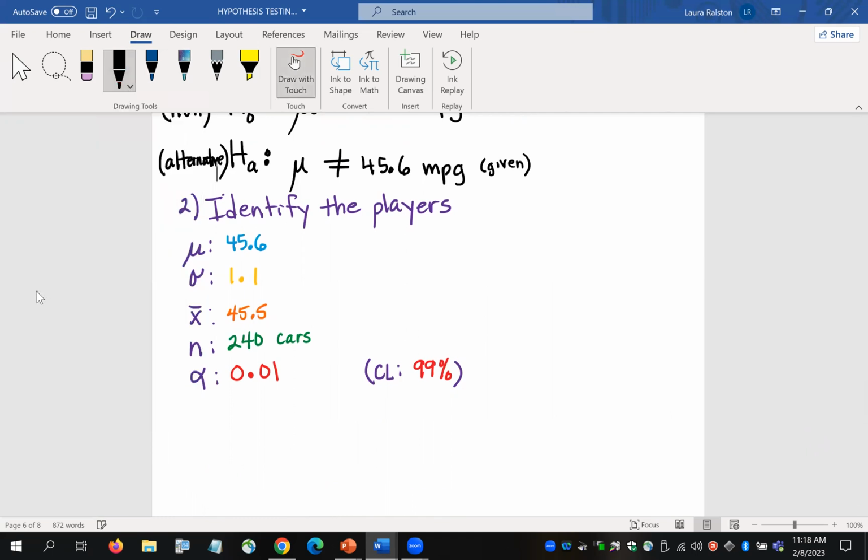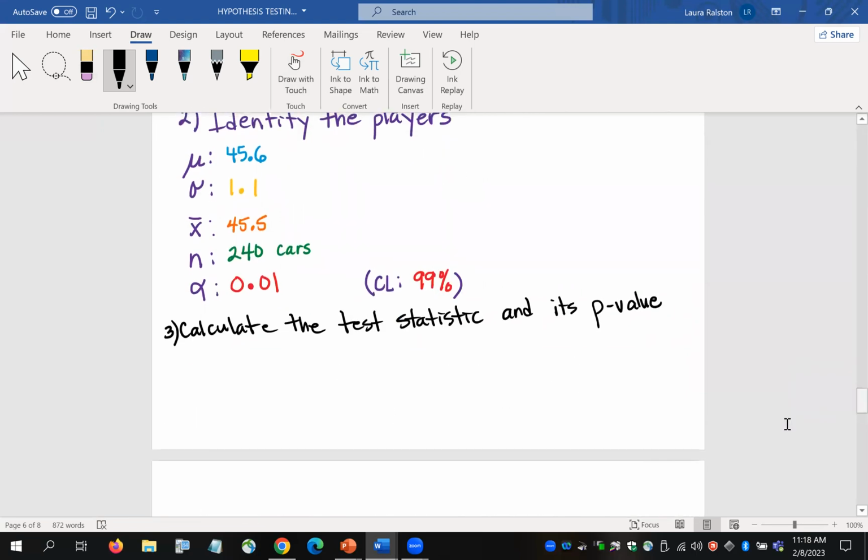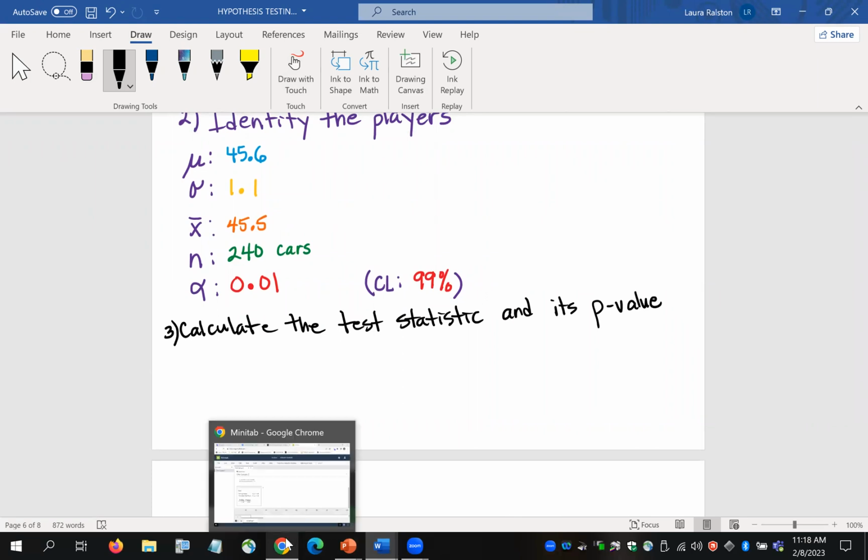Step 3 is to calculate the test statistic and its p-value. Each test statistic has its own unique p-value. We do that in Minitab.